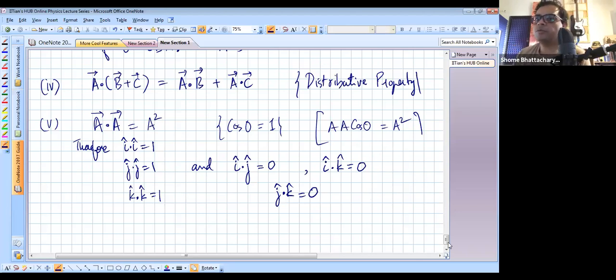No, we cannot take the dot product of 3 quantities. It has to be of 2 quantities.